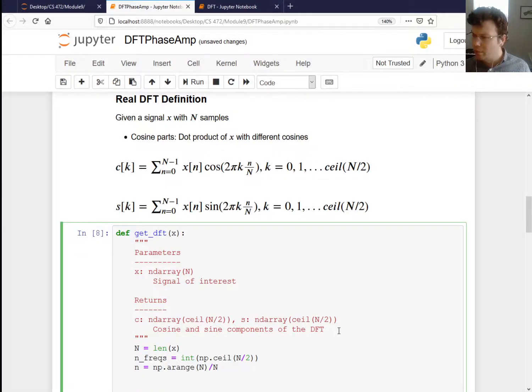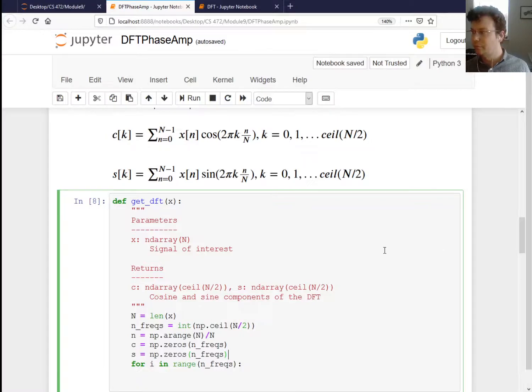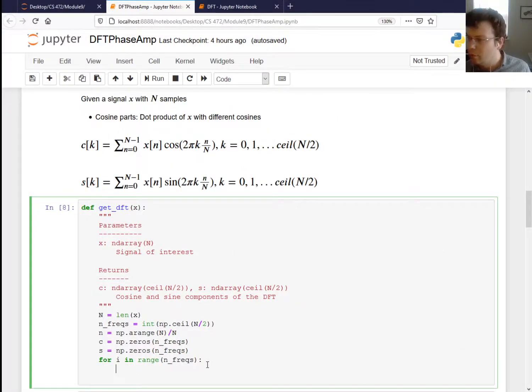And now what I can do is loop through, and for each frequency apply this formula. So I need to allocate space for my cosines and my sines. And in these arrays, I'm going to hold the dot products. Okay, so let's do the cosine first. Let me be completely consistent with my notation. C at index k is equal to the sum of this dot product.